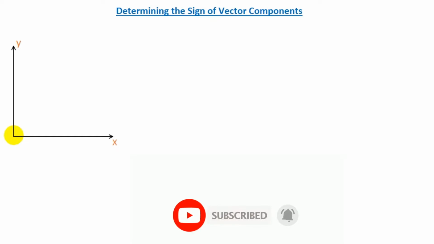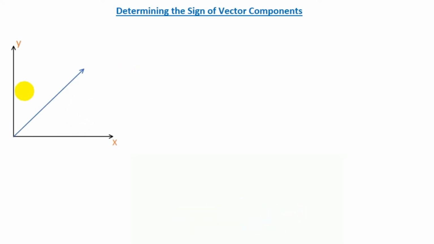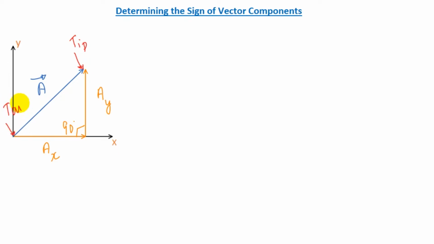So let's take, this is a vector and we need to find the sign of the vector components. So its vector component in x and y direction will be ax and ay. So this is the vector component in the x direction and this is the vector component in the y direction that we studied earlier. So this is ay and this is ax. Now we need to determine the sign of these vector components. Now this angle is 90 degree. Now one thing you should know that this is what we call the tip of the vector and this is what we call the tail of a vector or tail of arrow.